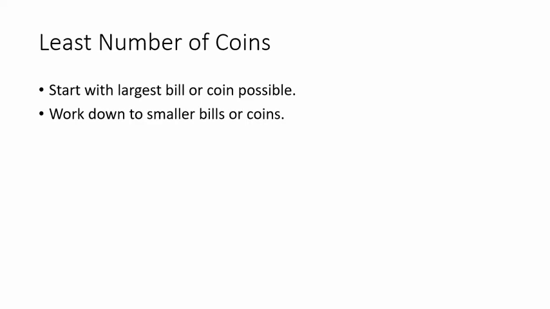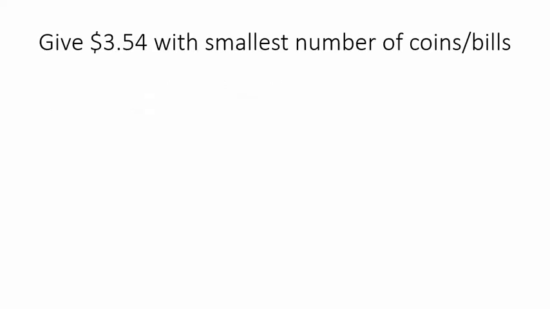When you give or receive change, you want to do it in the least number of coins. In order to do this, we're going to start with the largest bill or coin possible, and we're going to work our way down to the smaller bills or coins. In our last problem, we found out that you deserved $3.54 in change. You could do this with 354 pennies, but you don't want that either as the customer or the worker. So let's figure out how much change and what type you would give.